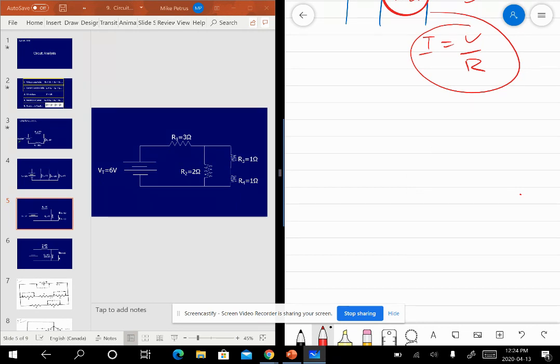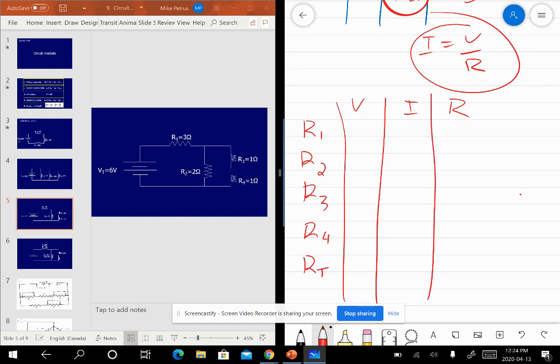And this time I have 1, 2, 3, 4 resistors. So I'm going to go R1, need a little more space than that. R2, R3, R4, and don't forget about R total. V, I, and R at the top.